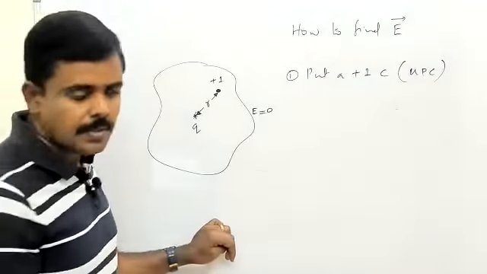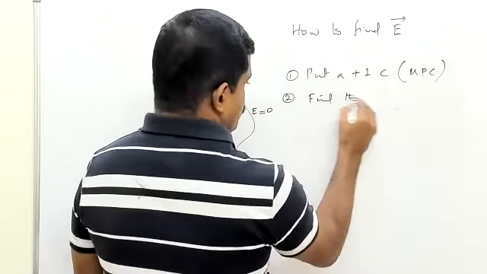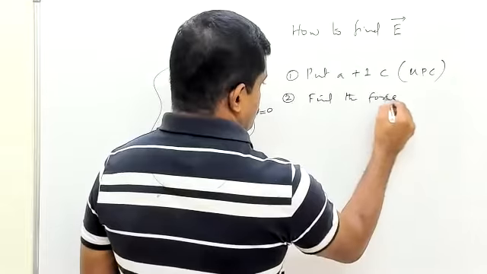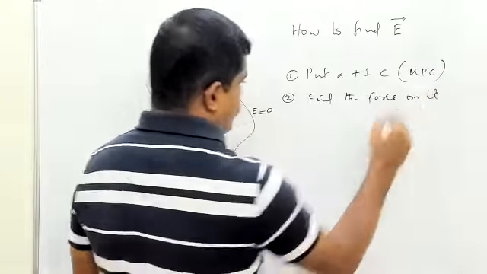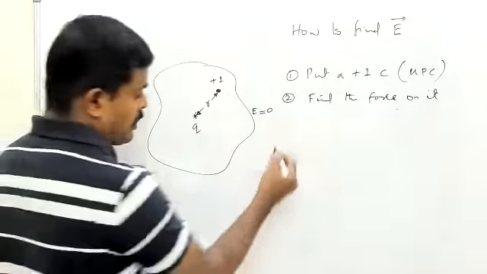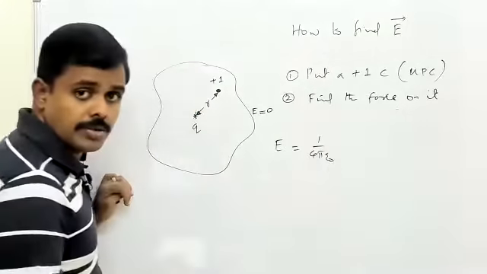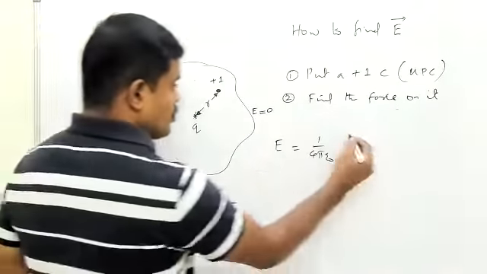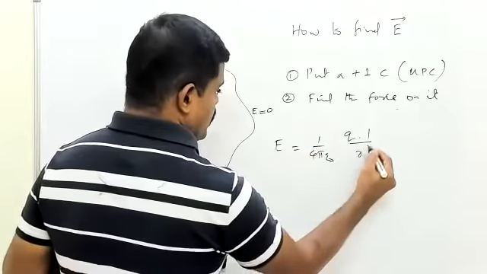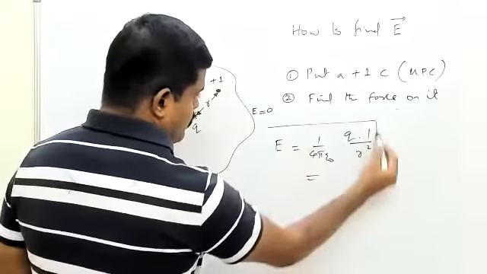Put a plus 1 coulomb, then find the force on it. That is how you find the electric field at a point. So I put a plus 1 coulomb and find the force on it. What is the force? 1 by 4 pi epsilon 0, Q1 Q2 by R square. This is called electric field intensity. What is the equation for electric field intensity?